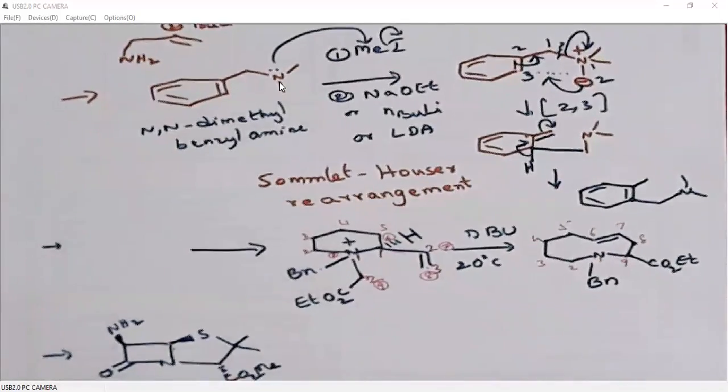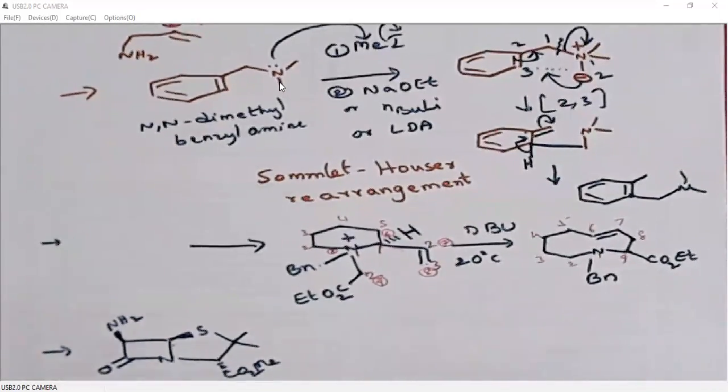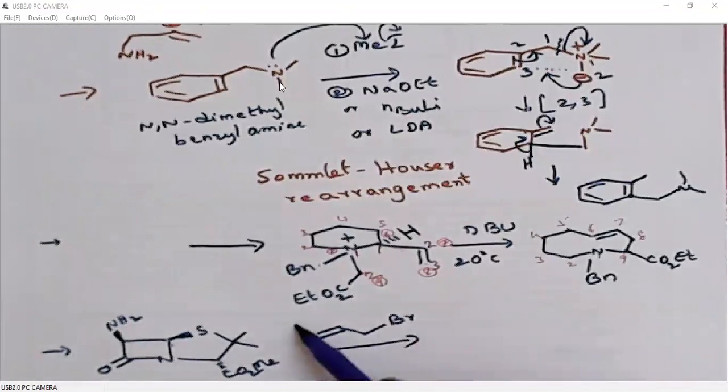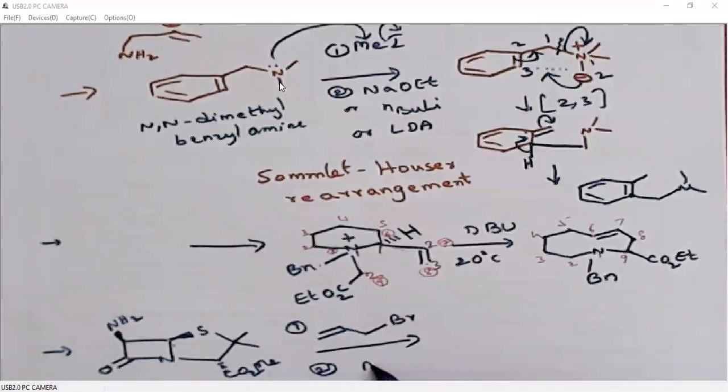See, this is the amine, and we are doing alkylation on the amine with allyl bromide. Then we are treating this with sodium hydride. This is alkylation on amine. So we are generating this allyl amine system.